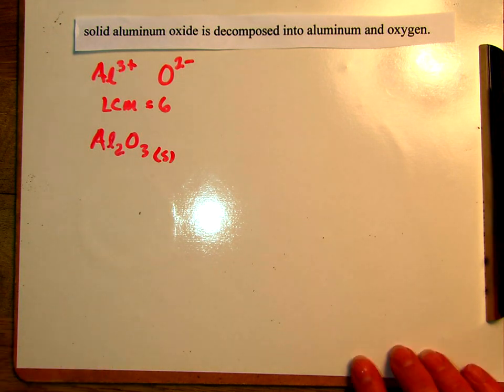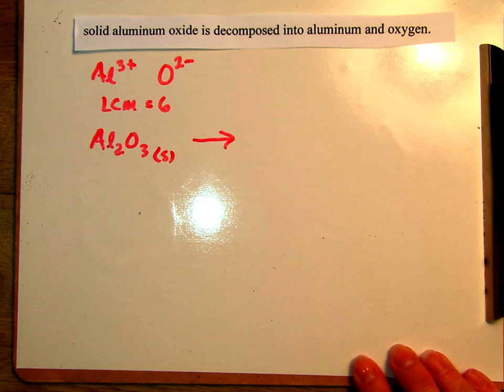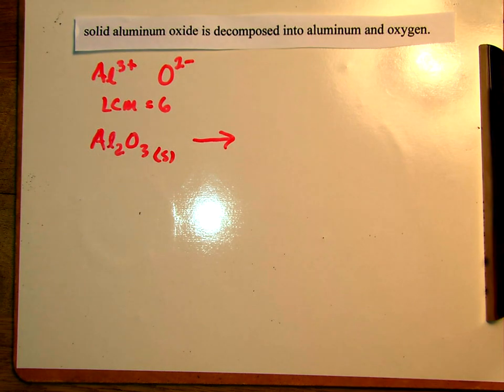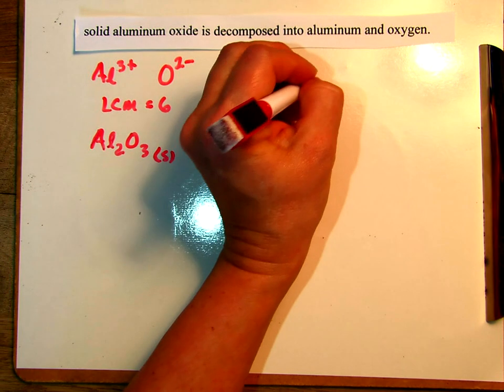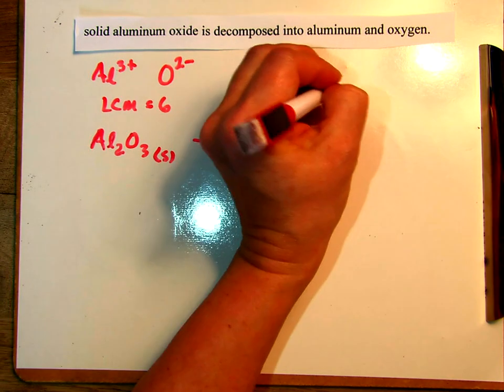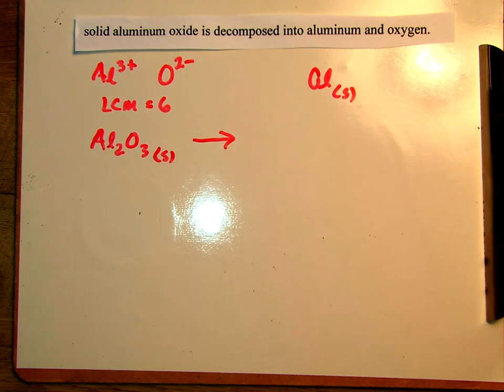Now it's a decomposition reaction. Let's figure out what our products are. This is a little bit easier. Aluminum is just aluminum, so Al, that's all there is to it. And unless I say otherwise in the reaction, assume the state of matter is what it would be at room temperature. And we all know that aluminum, last time I checked, is a solid at room temperature.